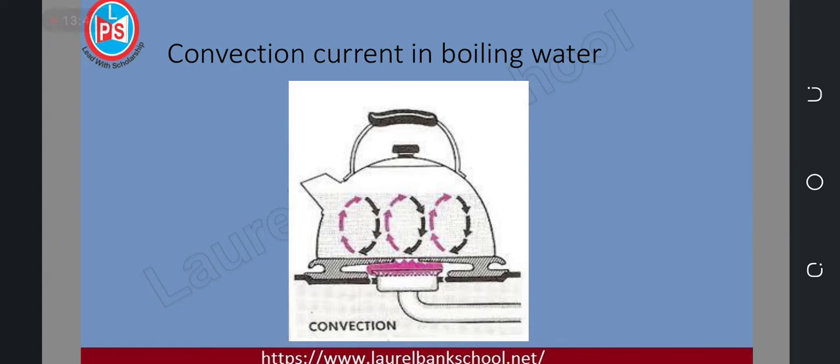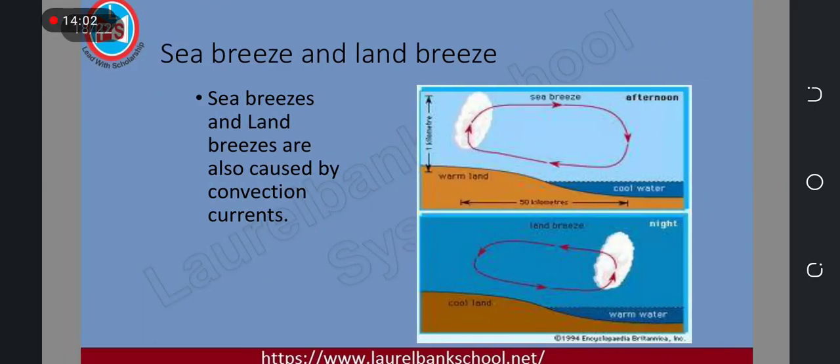The heating element is placed at the bottom, so the liquid will gain more heat energy and start to rise, and the other liquid will start to move in the downward direction, which has more density as compared to the hot water. Now we will observe what the uses of convection are. The first use that I am going to tell you is the sea breeze and the land breeze.